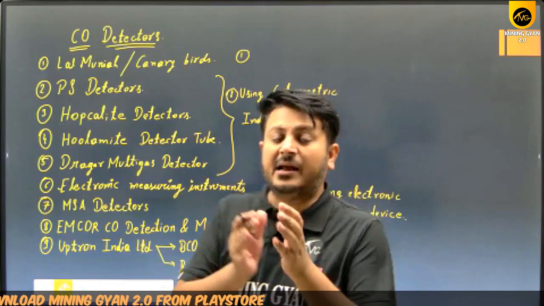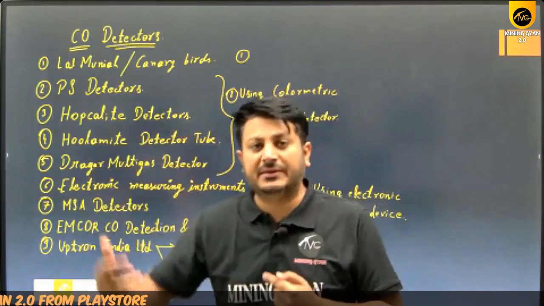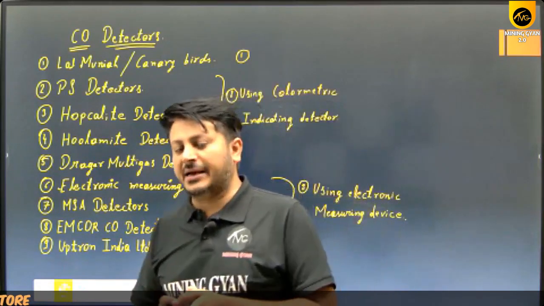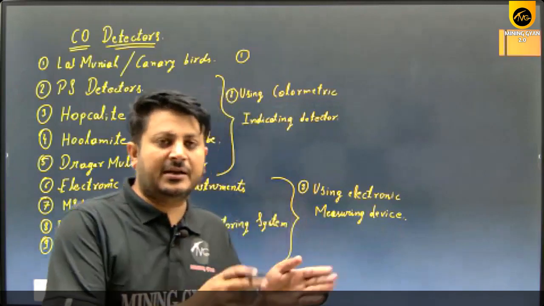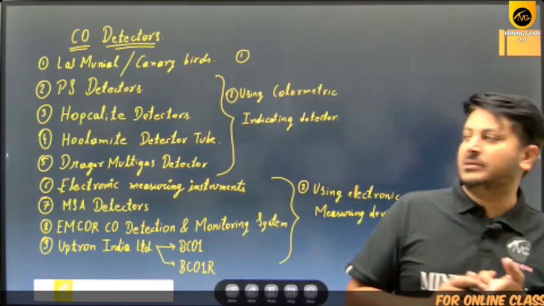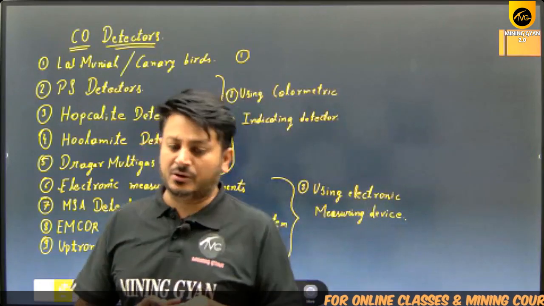So basically there are color changing indicators which, when they come in contact with the atmosphere which contains carbon monoxide, just change their color, and they will show you what is the percentage of carbon monoxide, or if carbon monoxide is present over there or not.